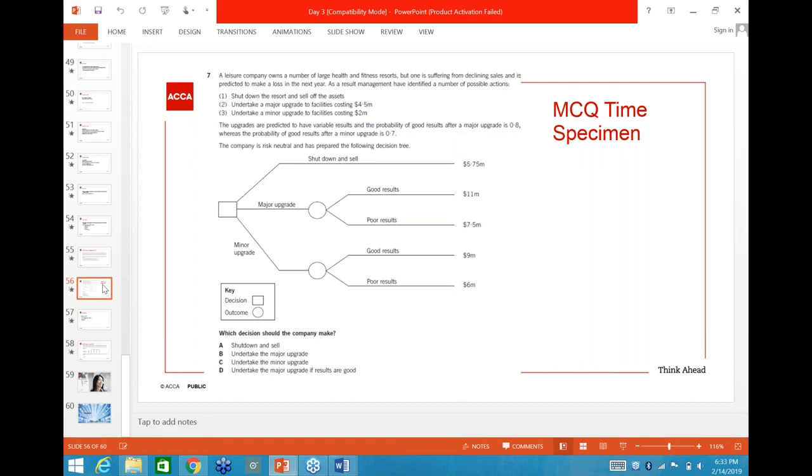So yesterday a question was asked and I said, okay, we're going to look at a decision tree. Okay. They can't ask you to draw one.